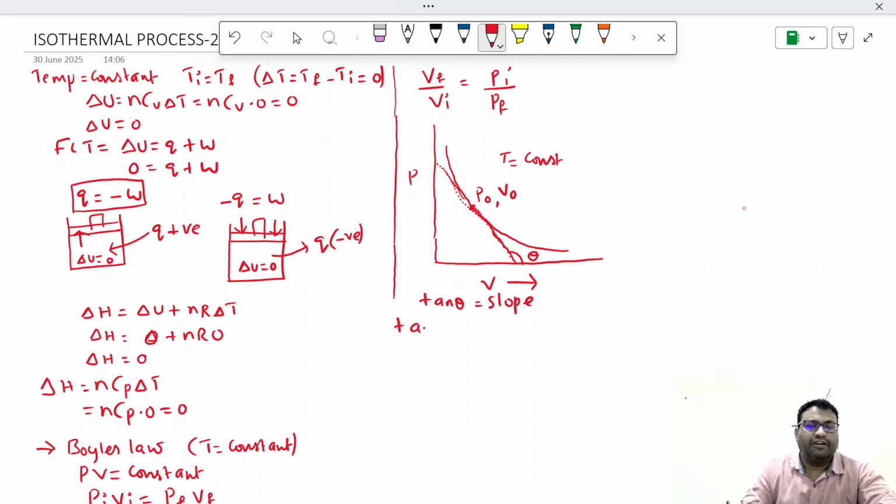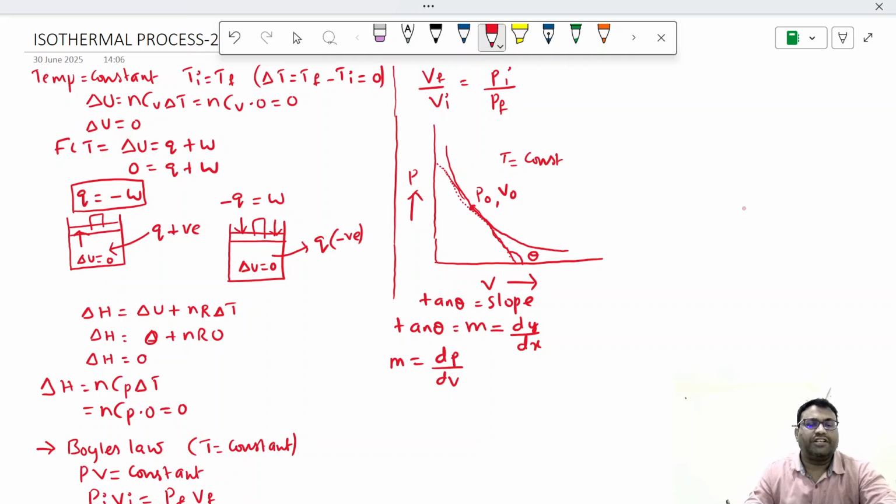So tan theta can also be represented as m. This can also be represented as dy by dx, the change on the y-axis by the change on the x-axis. So what is taken on the y-axis here? Pressure is taken on the y-axis, and volume is taken on the x-axis. Then here the slope m is equal to dP by dV.